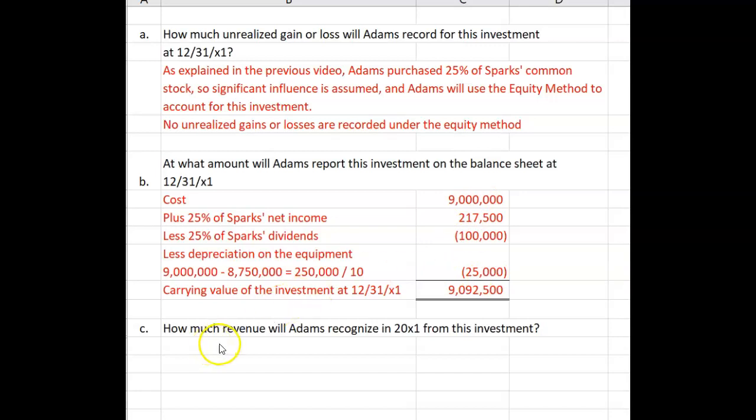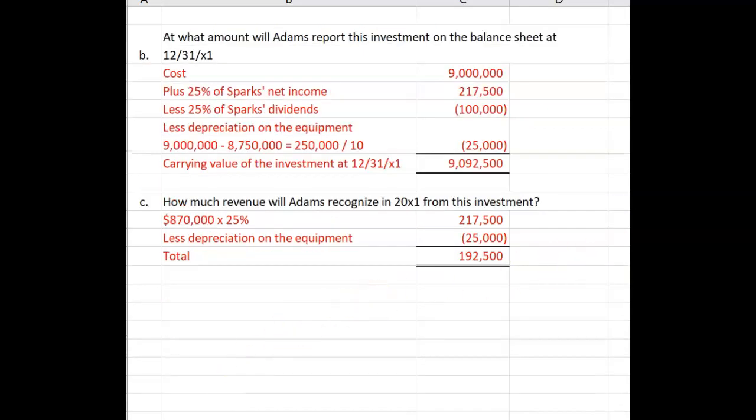How much revenue will Adams recognize in 20X1 from this investment? $870,000 of net income reported by the investee for the year times the 25% ownership equals $217,500, less the $25,000 of depreciation expense on the equipment, equals $192,500 that Adams will recognize as investment income for the year ended 12/31/X1.